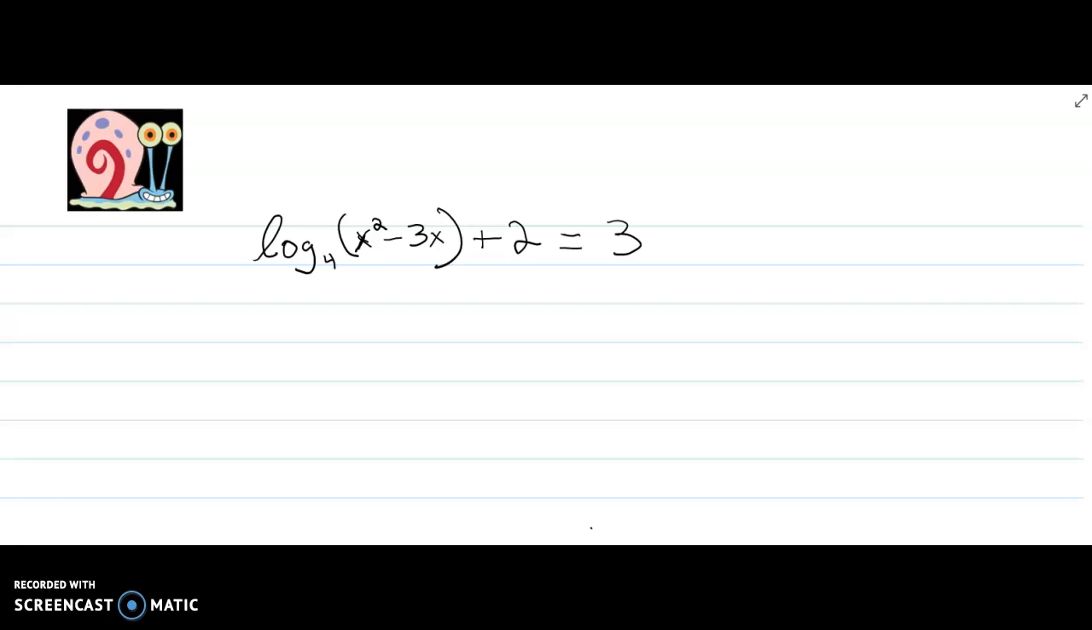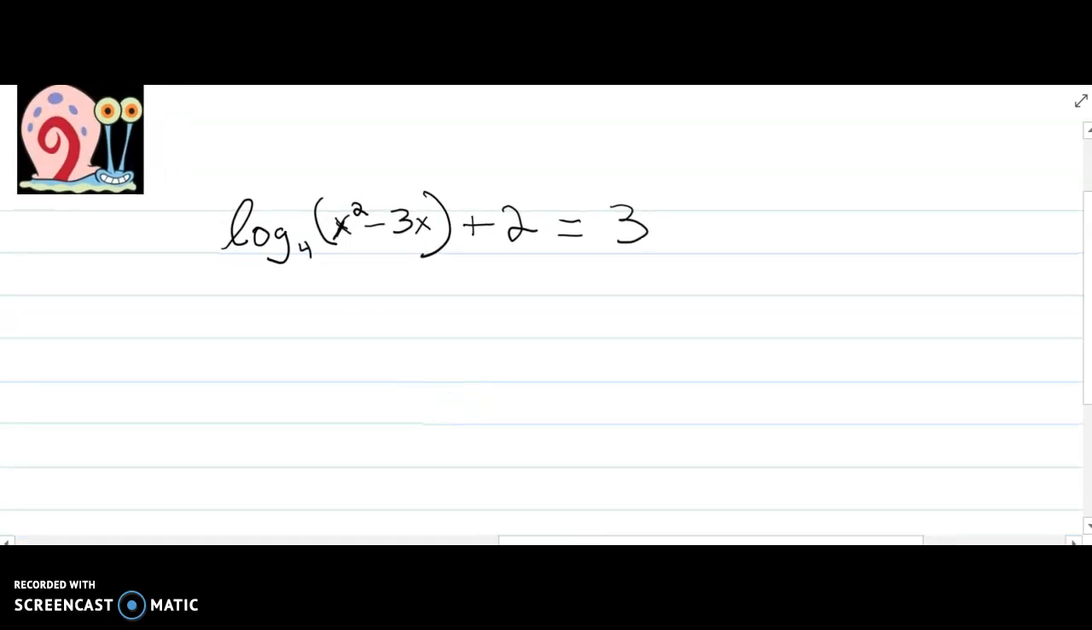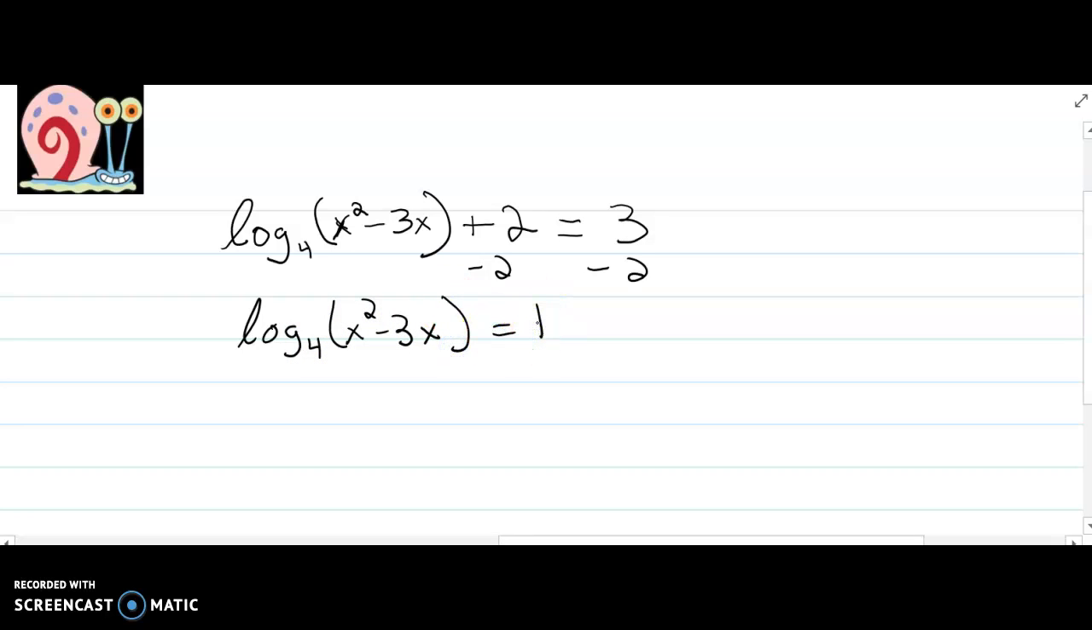Okay, welcome back. Here, the first thing that I notice is I want to get this by itself before I can use my logs. Okay. Subtract 2 over. So I want to get the log by itself. When I do that, I get log base 4 of x squared minus 3x is equal to 1. Now that it's by itself, now I can use my logs.